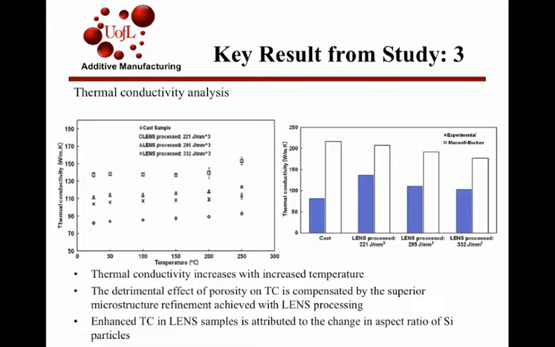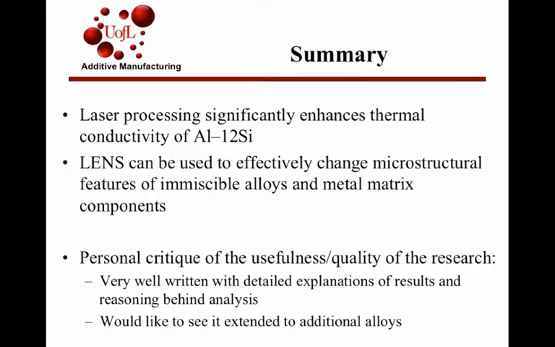And they also said that even though they used aluminum, this could be applied and extended to any other immiscible compound alloy. So in summary, the laser processing of the LENS manufacturing process significantly enhances the thermally conductive properties of aluminum 12 silicon. And LENS can be used effectively to change microstructural features of any immiscible alloy as long as it can be melted with the laser.